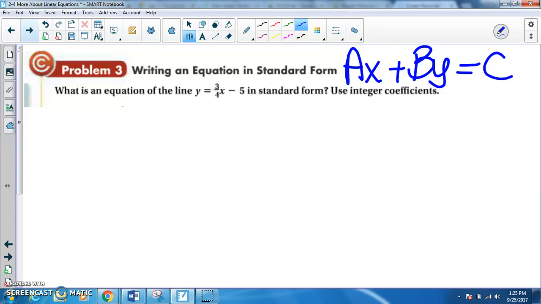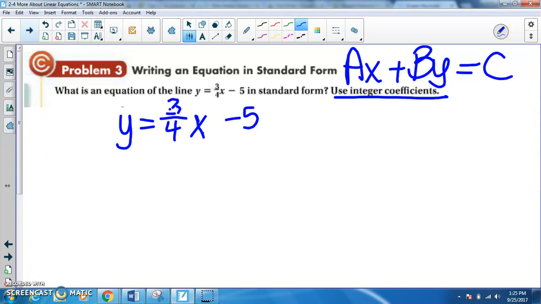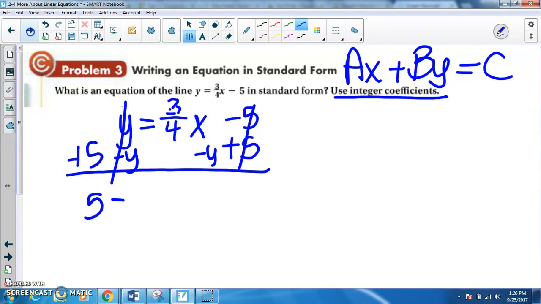What is an equation of the line y equals 3/4 x minus 5 in standard form? Use integer coefficients. So we're going to worry about this in a second. First, we're going to put our variables on one side. I want 3/4 x on the other side as well, so I can move y over and I can move 5 over. So I'm going to add 5 to both sides, and I'm going to subtract y. So I have 5 is equal to 3/4 x minus y.